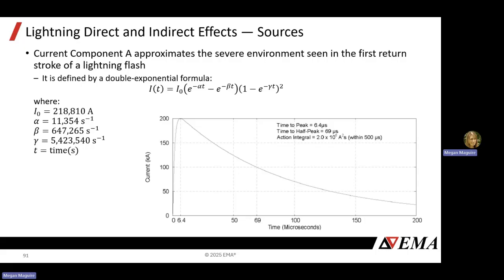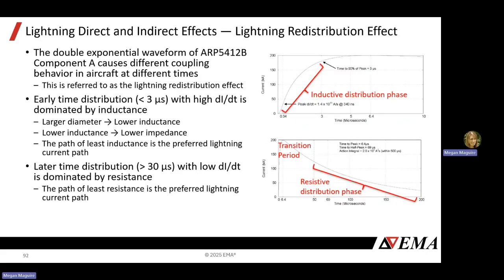Current component A is the severe environment seen in the first return stroke of a lightning flash for zone 1A. I just show the details here. You can select these when you input your double exponential in your model. And then kind of just going over the lightning redistribution effect. And this is important, actually. It kind of goes back to the magnetostatic scaling I mentioned before. So for that double exponential component A, it has different coupling behavior at different times in that component. And it's called the lightning distribution effect.